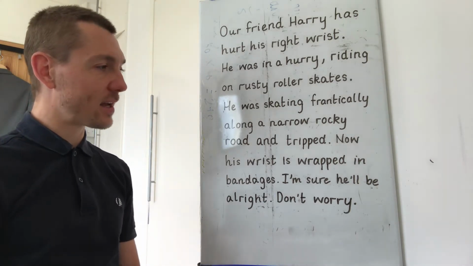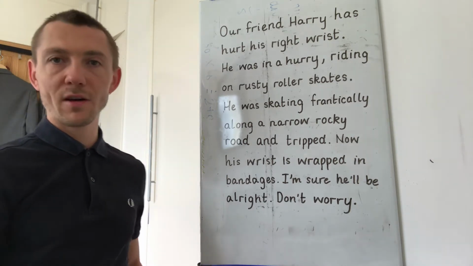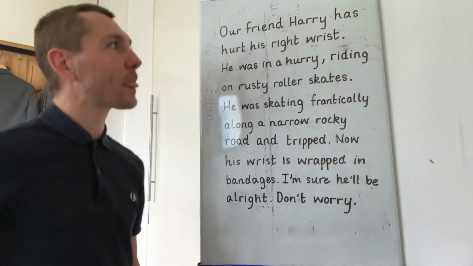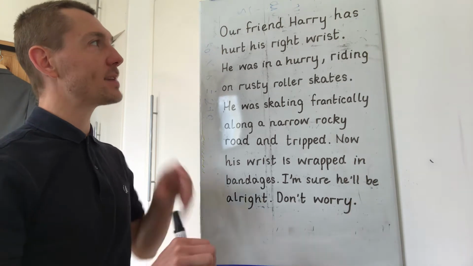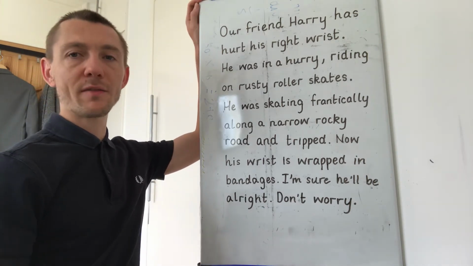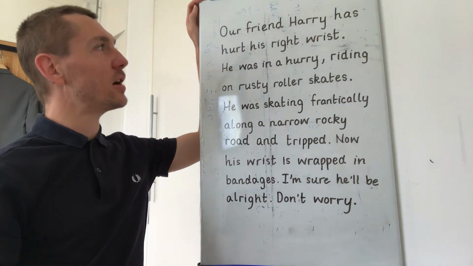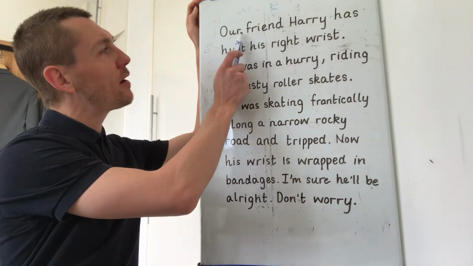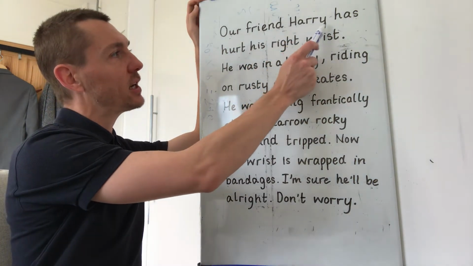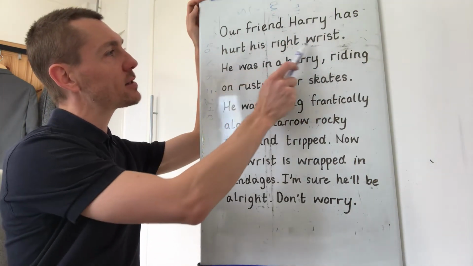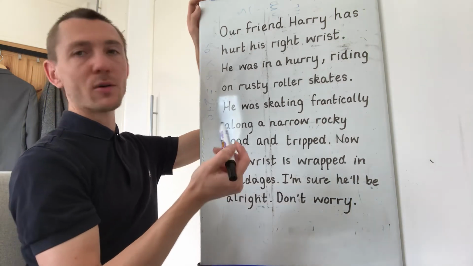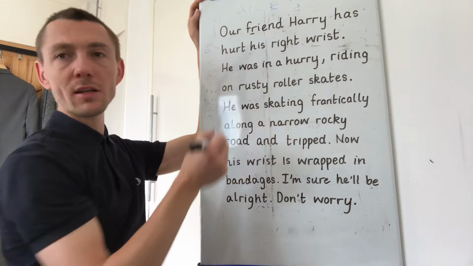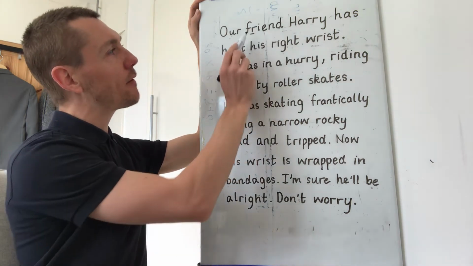Okay, let's come back together. You should have given yourself enough time to read all of that through, and if you haven't, then go back and pause again. But let's have a look. We're looking for spellings of the sound in words, so let's read the first sentence. Our friend Harry has hurt his right wrist. So of course we've got the word friend with the R spelling. So you should have written that down. Friend.